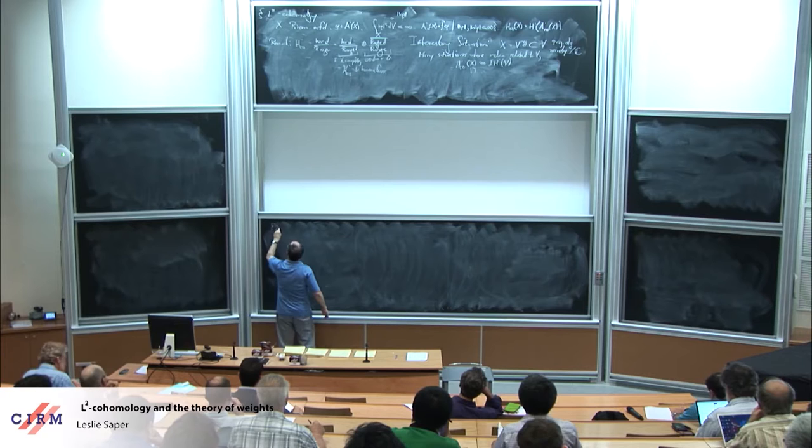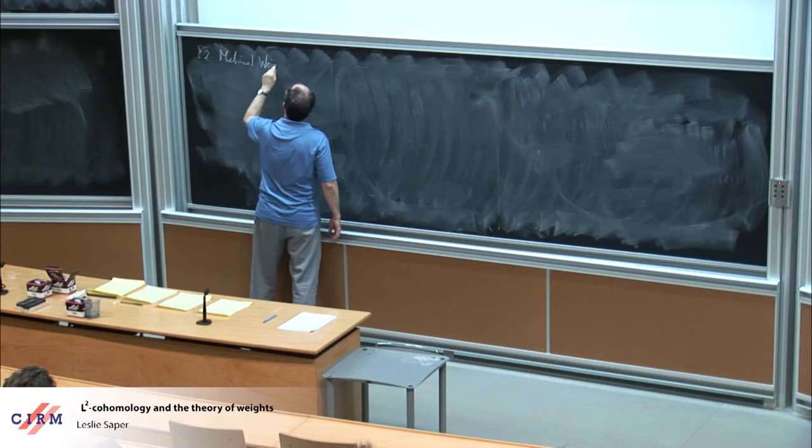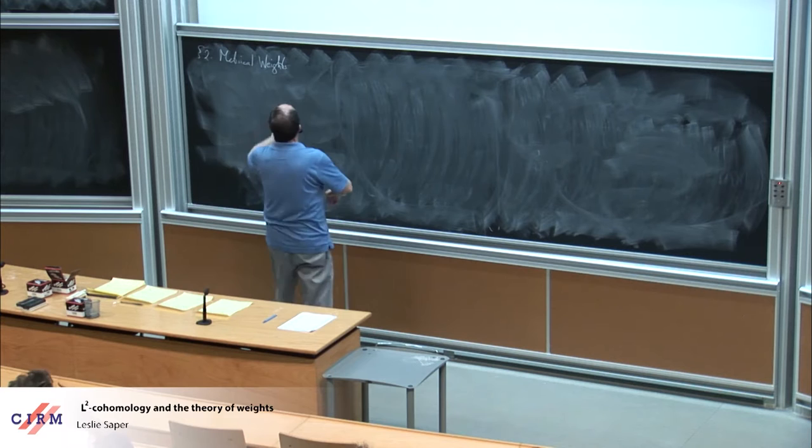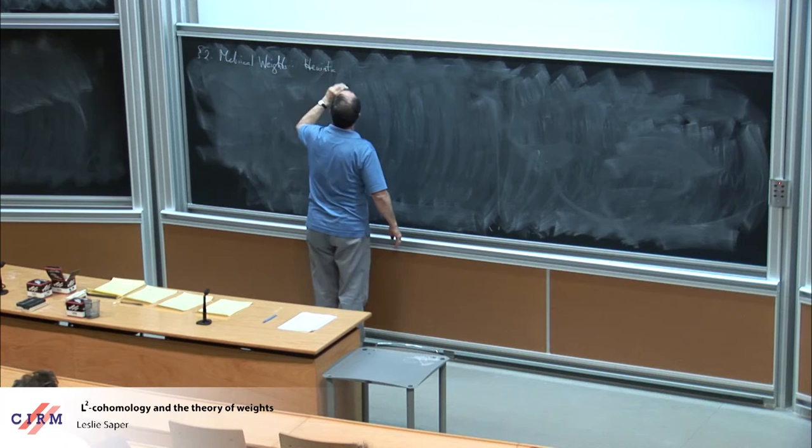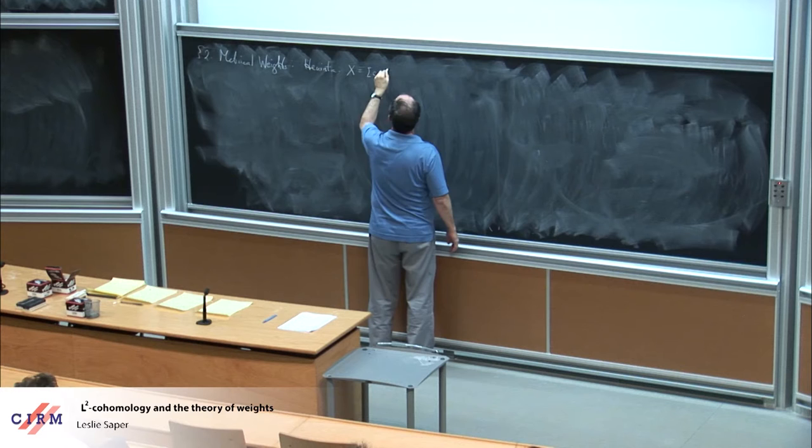Section 2, metrical weights. So this is all heuristic, what I want to say, but it'll serve to define what I mean by a metrical weight. So let's say that X has the following form. It's a half line cross a manifold L.